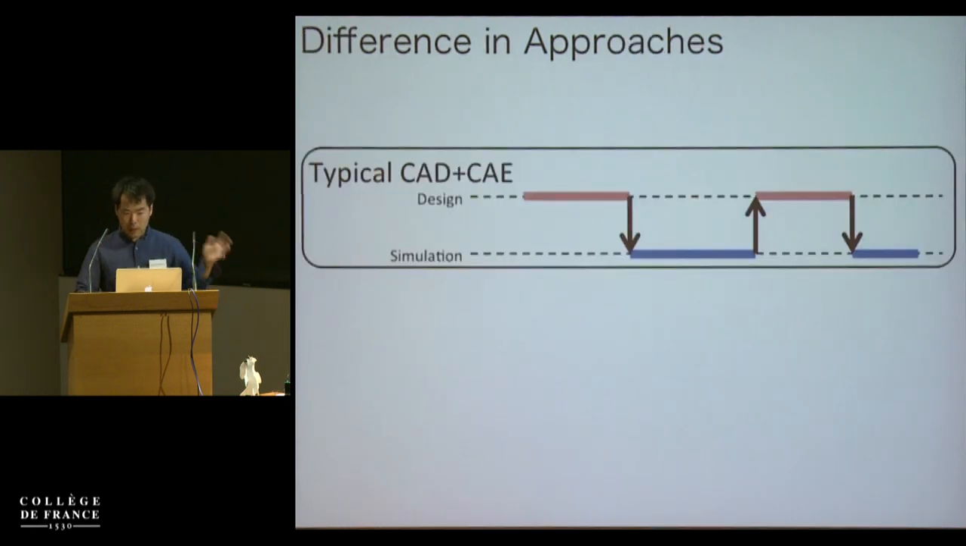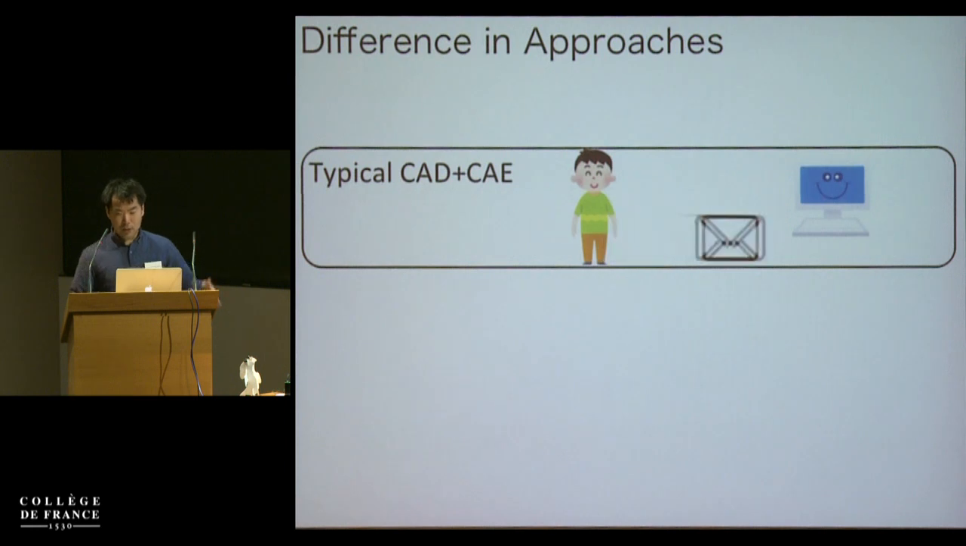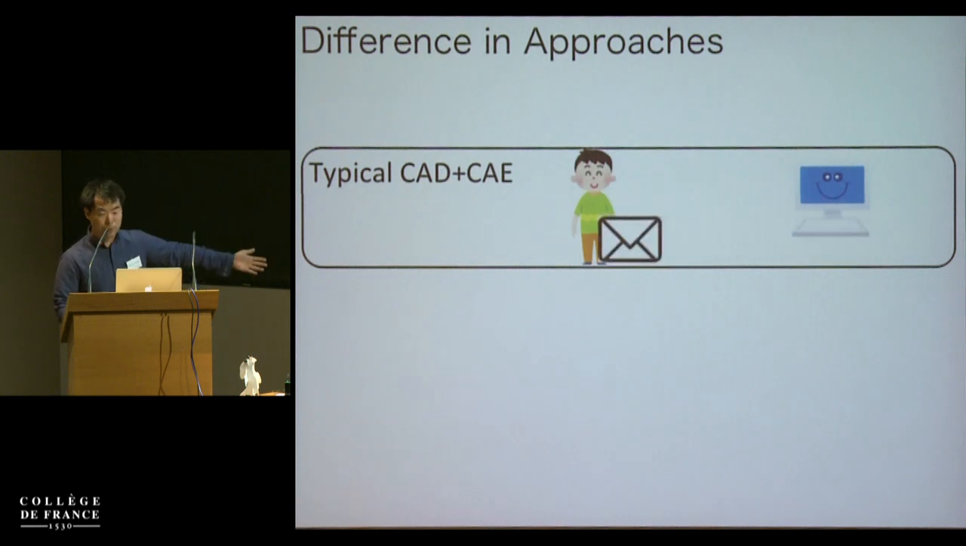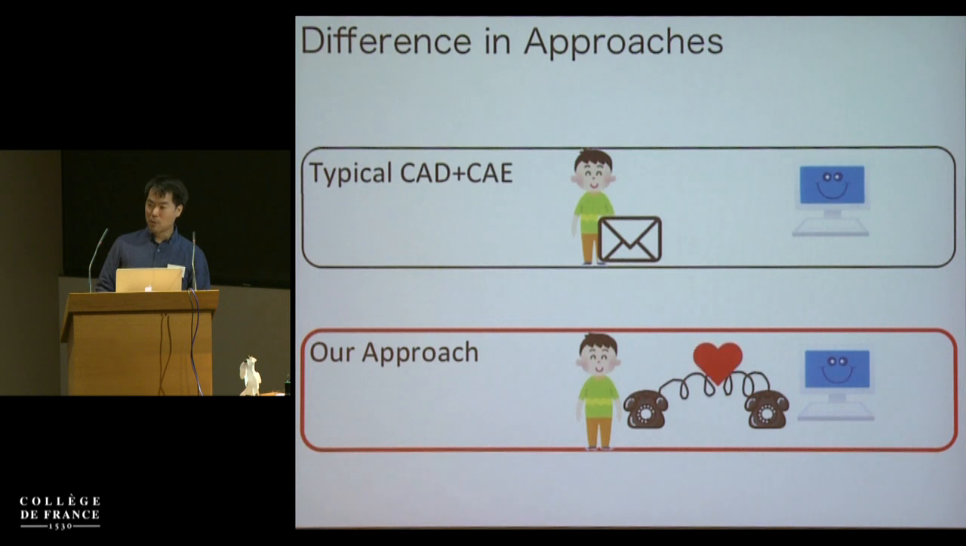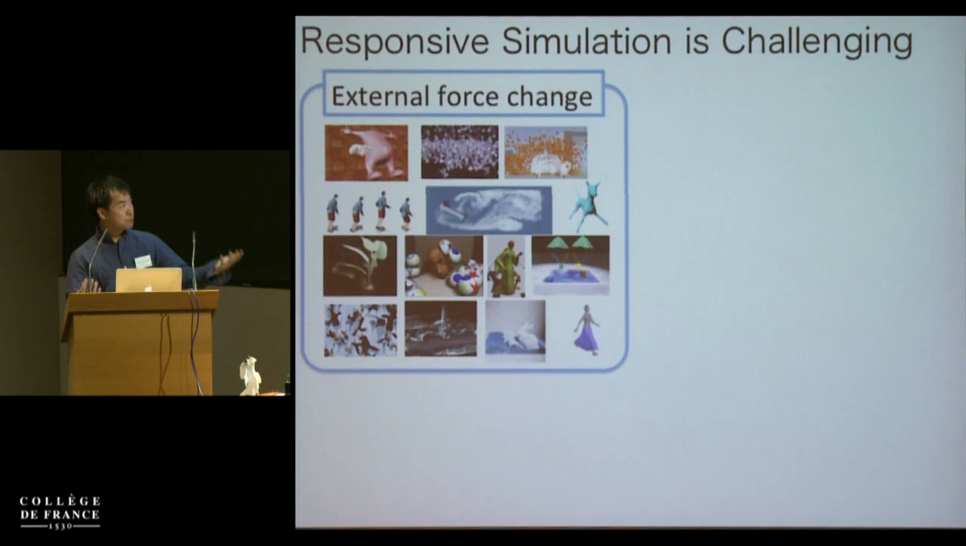And here we show the difference with the previous approach. In a typical CAD and CAE system, the user goes back and forth between design and simulation. It's like exchanging surface mail between the user and the simulation computer. But in our approach, the simulation happens during the design. It's like talking with a computer online. So it's easier to make something functional.